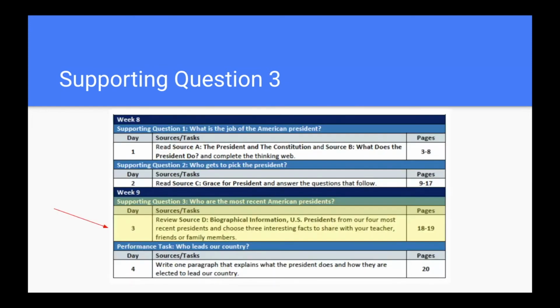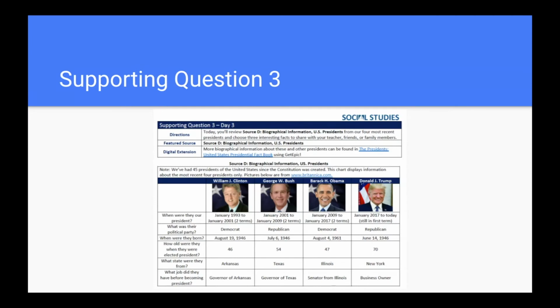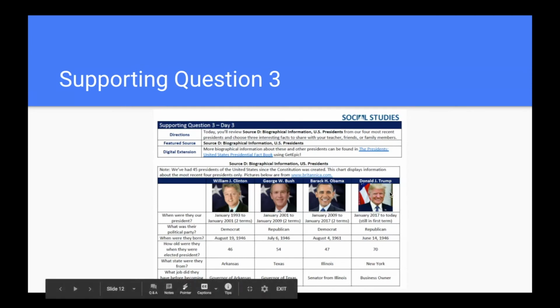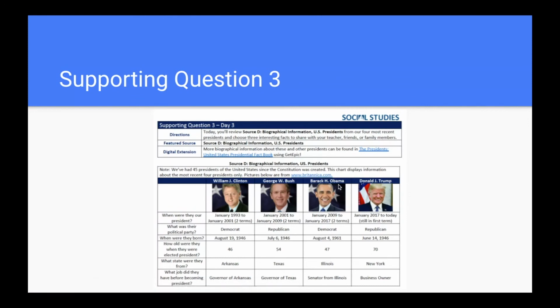Next, let's think about supporting question 3, who are the most recent American presidents? You will learn about our current president, Donald Trump, as well as 3 of our past presidents, Barack Obama, George W. Bush, and Bill Clinton. You can find information about each of the 4 men, including when they were president, how old they were when they became president, where they are from, and what jobs they had before becoming president.